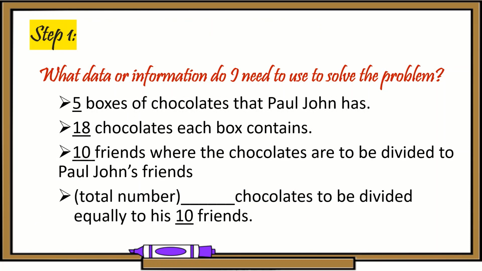Para pa rin sa step 1, kailangan alam mo ang data or information na maaari mong magamit to solve the problem. Sa ating example, you need to get the data: 5 boxes of chocolates that Paul Chan has, 18 chocolates each box contains, and 10 friends where the chocolates are to be divided. And you have to get the total number of chocolates to be divided equally to his 10 friends.